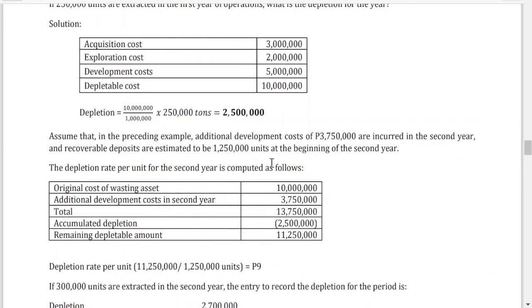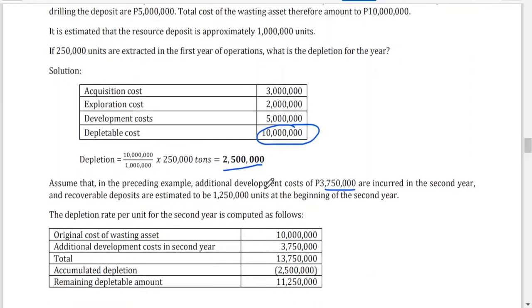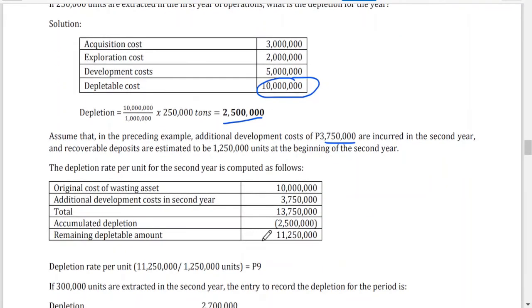So we have the original cost of the wasting asset. This is already provided in the previous example. So that's 10 million. Add the additional cost of 3,750,000. So the total is 13,750,000. Deduct the previously recognized depletion. So this is our remaining depletable amount.